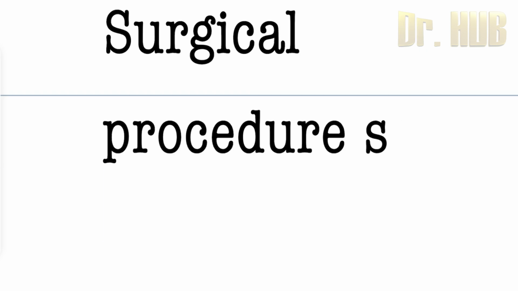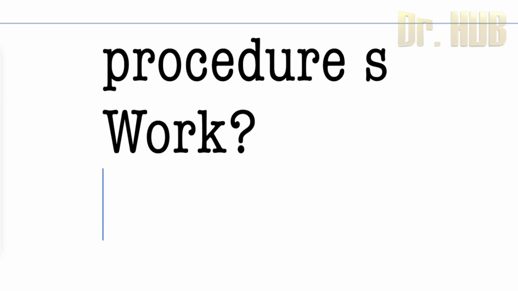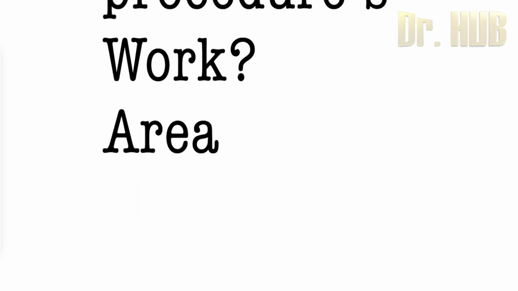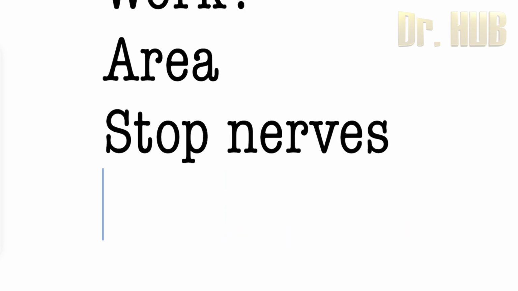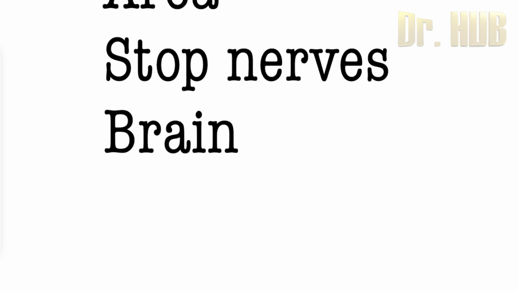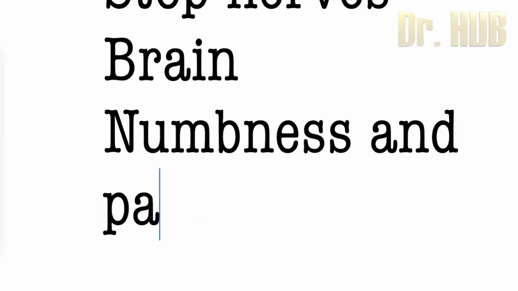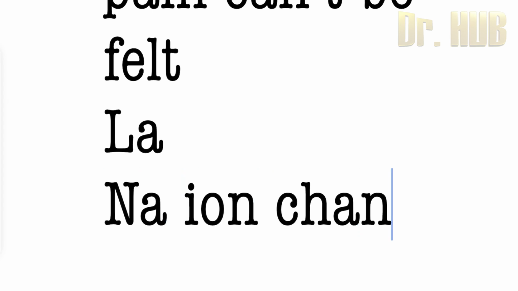So how does the local anesthetic work? It works in a particular area. They stop the nerves from sending signals to the brain. This leads to numbness and you cannot feel the pain. Next, the mechanism of action of the local anesthetic is that it occurs by blocking the sodium ion channels.